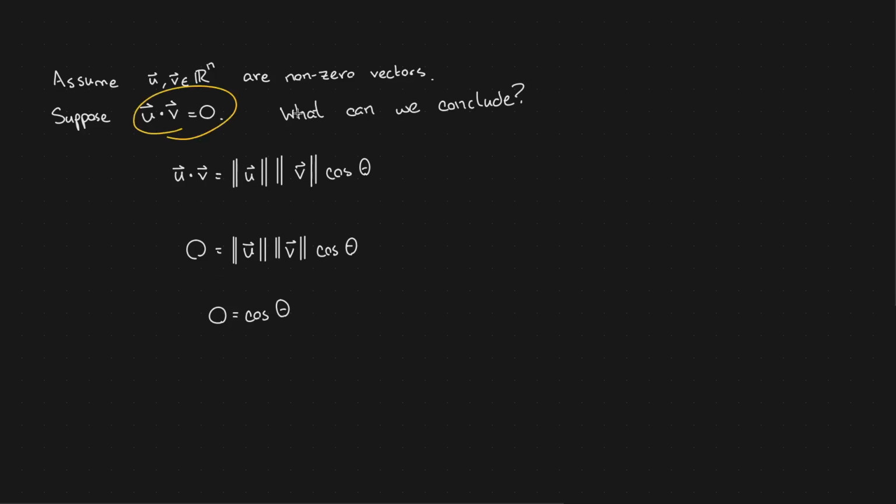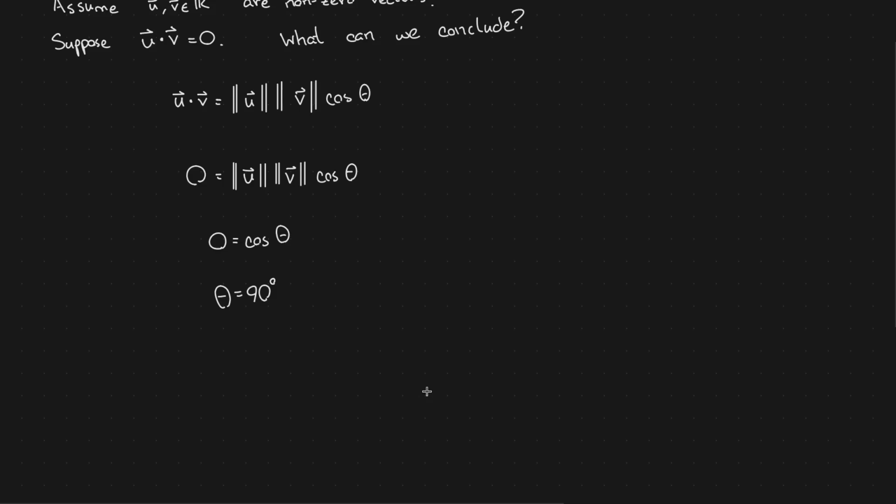If we have u and v are non-zero vectors and the dot product of them is 0, then the cosine of the angle between them must be 0. Because theta can only go between 0 and 180 degrees, the only theta for which this would be true would be theta equals 90 degrees. Which means if the dot product of two non-zero vectors is 0, guaranteed they are perpendicular to each other. So u and v must be perpendicular to each other.